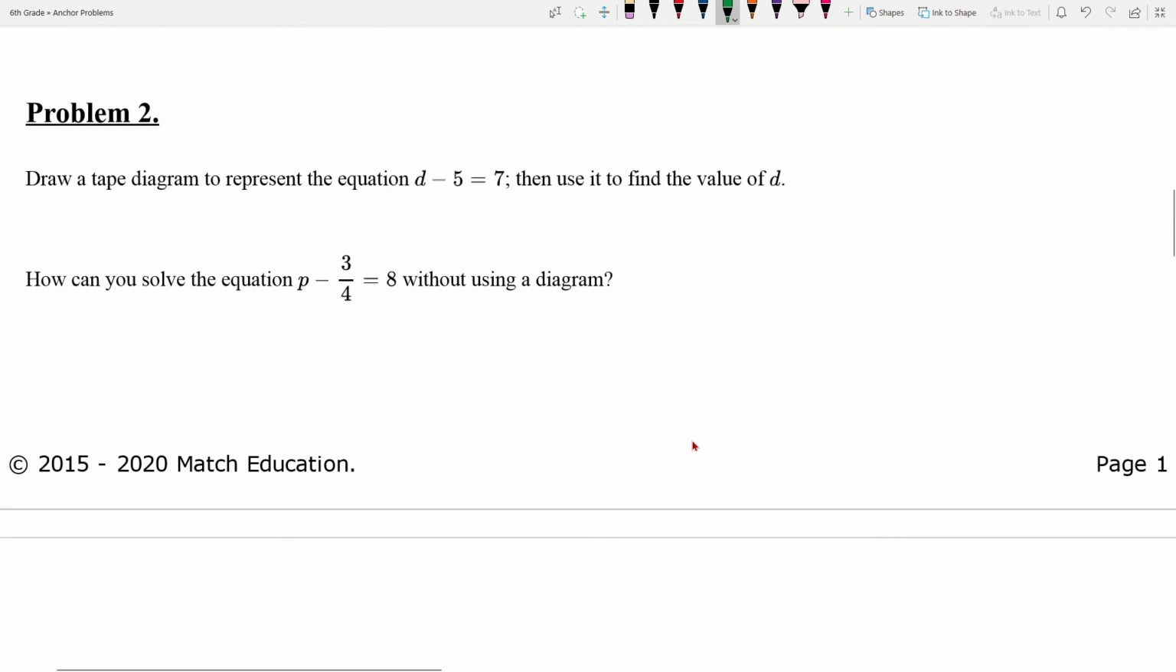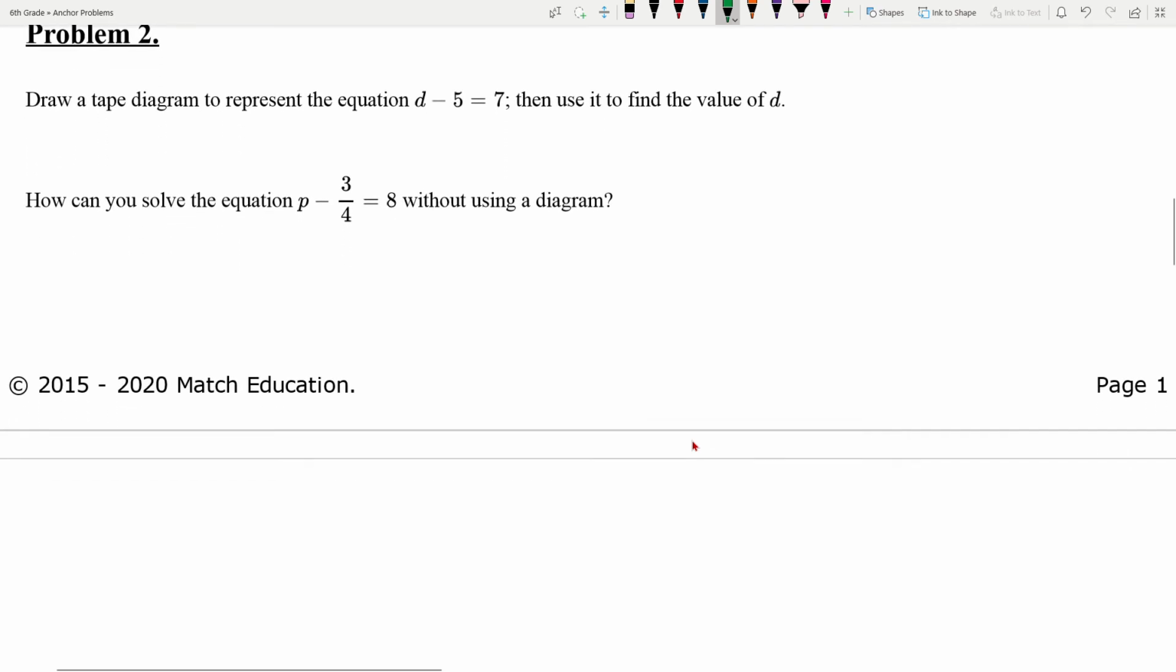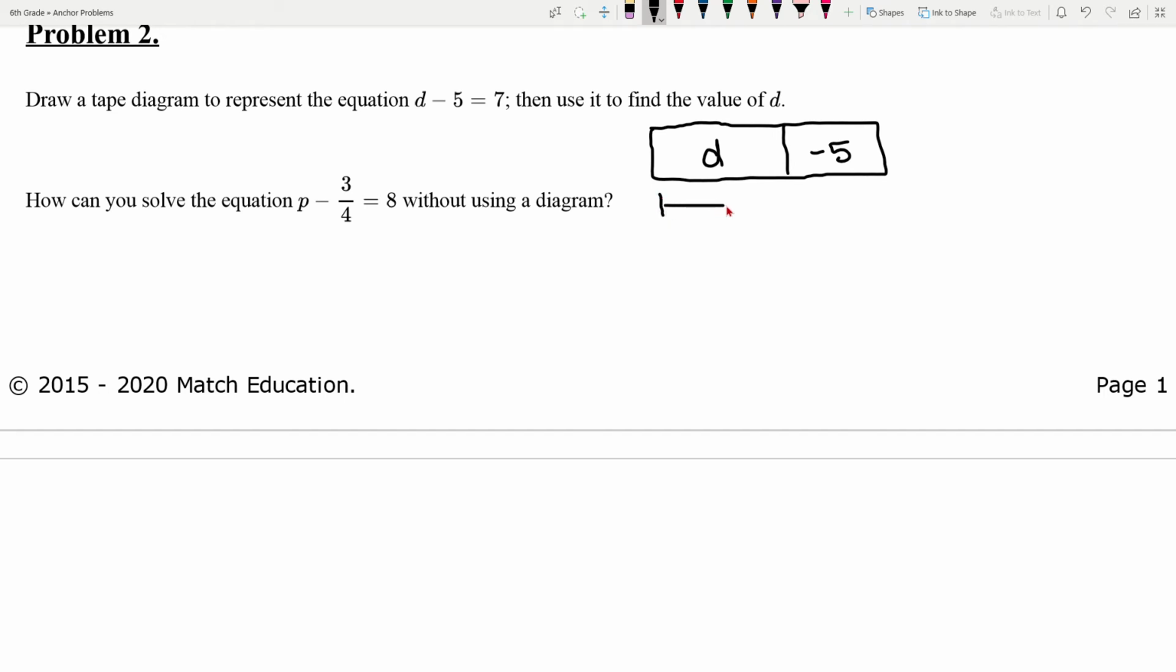Problem 2. Draw a tape diagram to represent the equation d minus 5 equals 7, then use it to find the value of d. All right. Well, the tape diagram is basically drawing our rectangle here. And I'm not too caught up on tape diagrams. We have this d, and then we'll call it a minus 5 or a negative 5. And it's going to represent together 7.